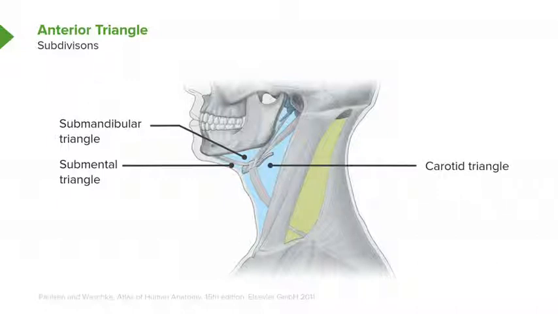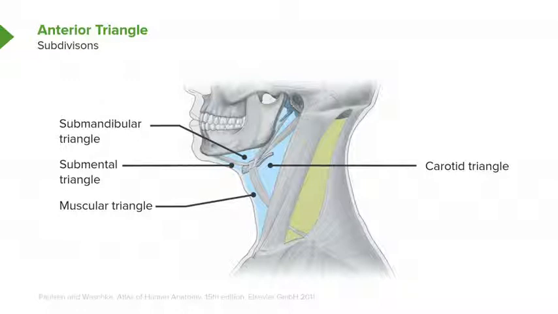Your third subdivision to the anterior triangle is your carotid triangle. And here we can see the stylohyoid muscle, and here we see the anterior belly of the omohyoid, as well as the sternocleidomastoid forming its boundaries.